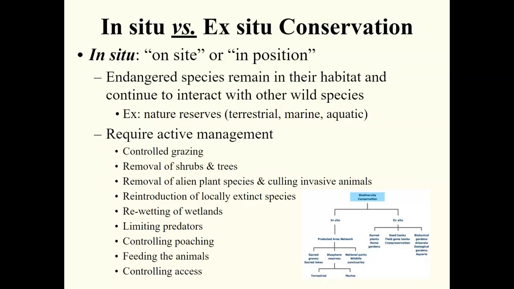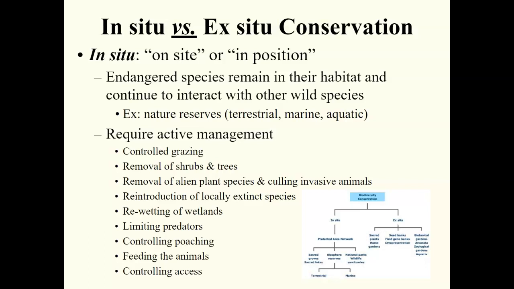They tend to do a better job of being able to make a comeback if they do remain in their initial habitat, because that's what they're used to, and they can continue to interact with other native species. That doesn't mean, however, that we don't have to help. Putting in a boundary and saying this is a nature reserve is not always enough.